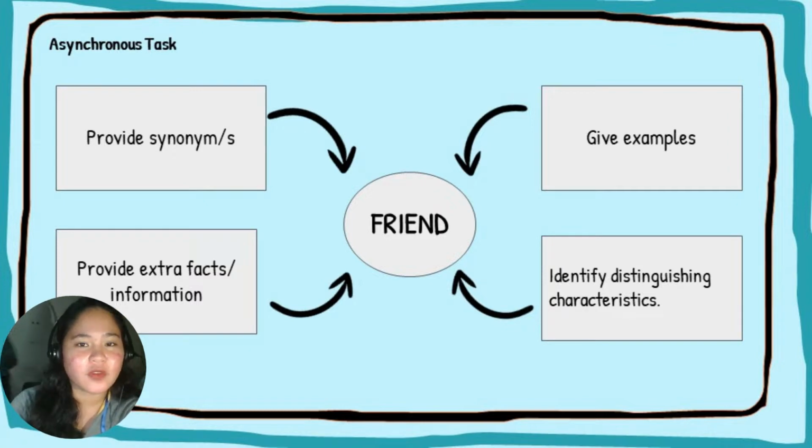Or also you may include the names of your favorite characters in the movies, or maybe in the books, in which you have observed a strong friendship. An example of a good friend, or a character that shows a good friendship. So you may include the names there, and then identify distinguishing characteristics, because there are different traits for each friend. So you may also identify those characteristics, for you to be able to give an expanded definition for the word friend.